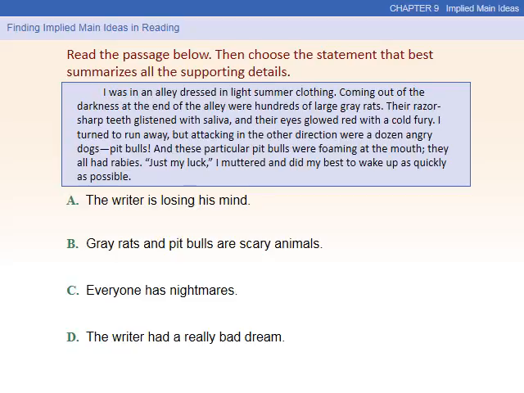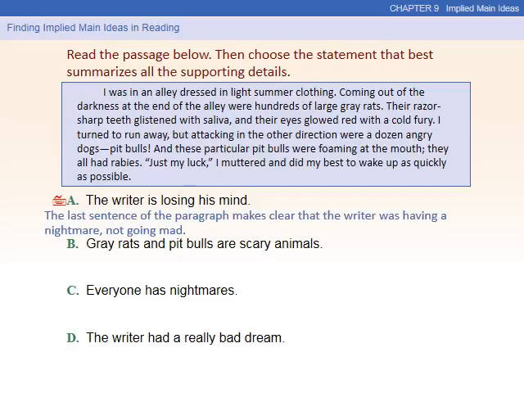So let's look at these ones, and we want to say which one of these suggestions is the best main idea for this. Let's look first at A. The writer is losing his mind. If you're not sure what that means, losing your mind means going crazy. There are some crazy things in the story, but if we look at the last sentence, it says, I muttered and I did my best to wake up as quickly as possible. So it shows us that it's not that the person is losing their mind, it's just that they're having a bad dream.